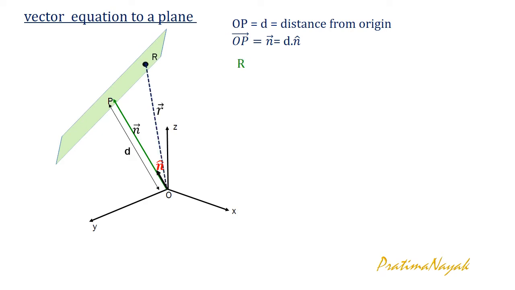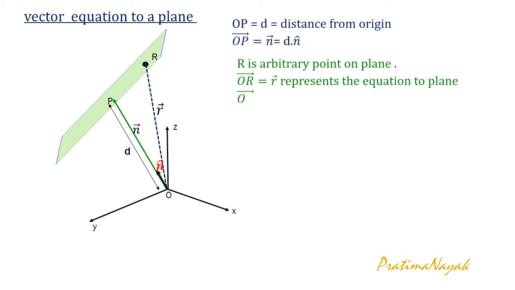Let R be an arbitrary point on the plane. Then OR vector represents the equation to the plane because it is the locus of the points on the plane. So OR vector is equal to OP vector plus PR vector. Now PR vector is equal to OR vector minus OP vector. So PR vector is equal to R vector minus d n cap vector.